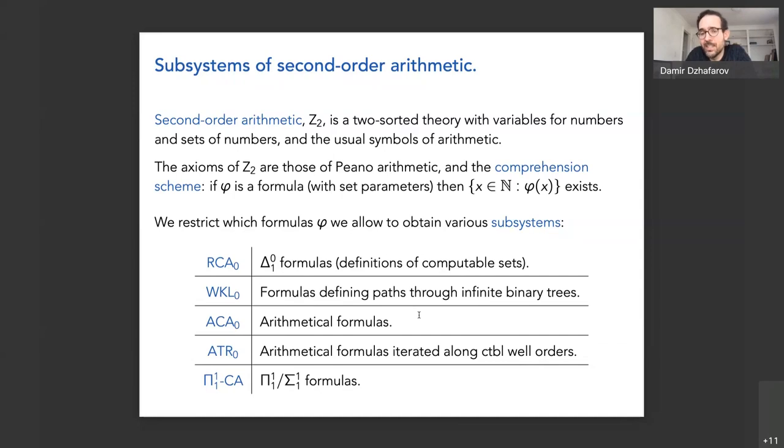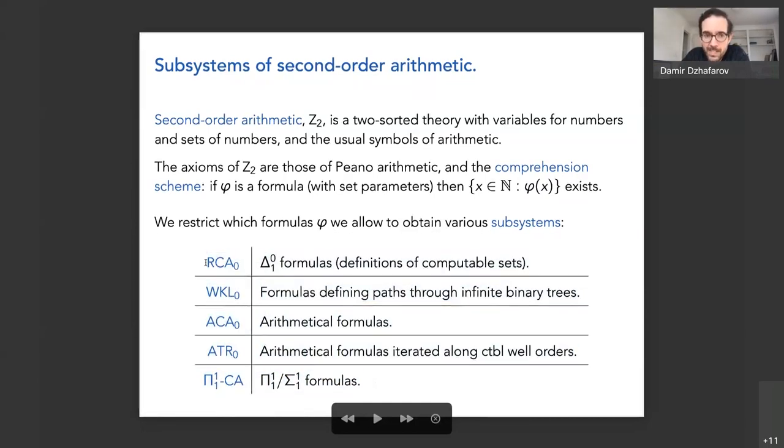ACA naught now just says which sets exist, those definable by arithmetical formulas. So this phi can have any number of alternating quantifiers you like. ATR naught allows you to iterate arithmetical formulas along countable well orders. And then if you look beyond that, you're looking at the analytic hierarchy, Pi 1 1, Sigma 1 1 formulas. So now you can have quantifiers ranging over sets as well. And of course it continues beyond that, but these are the principal systems, five systems.